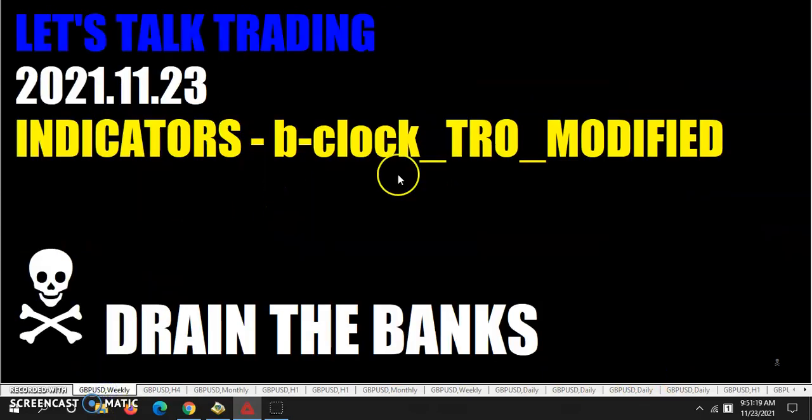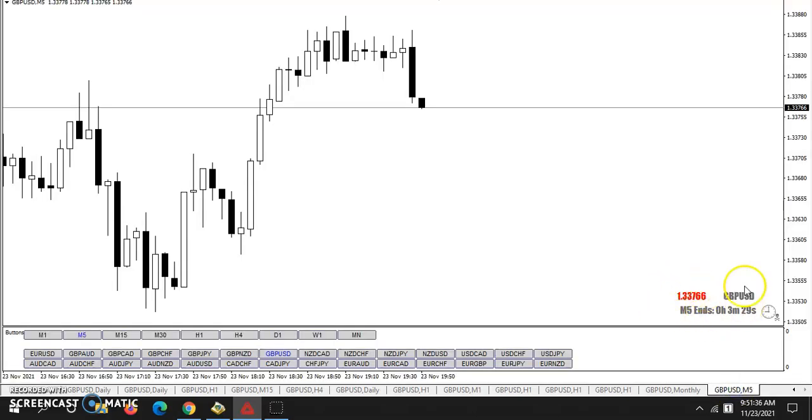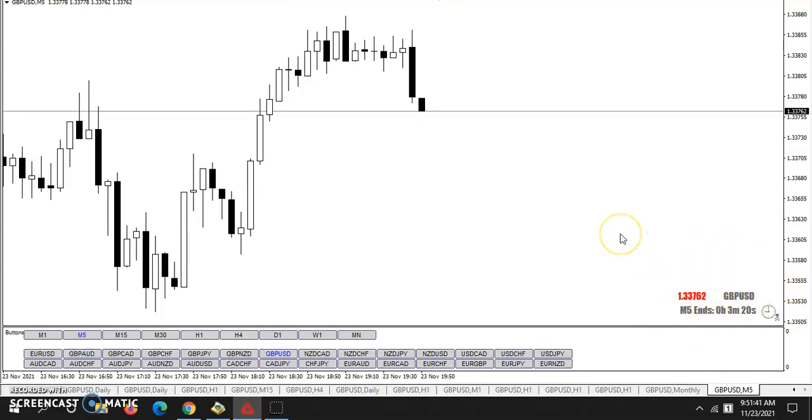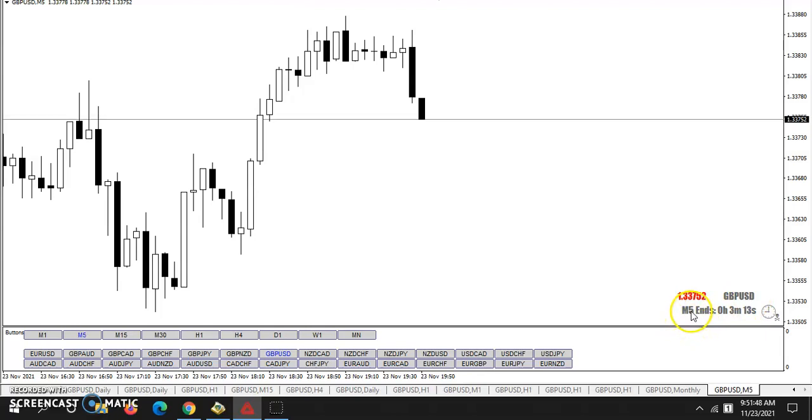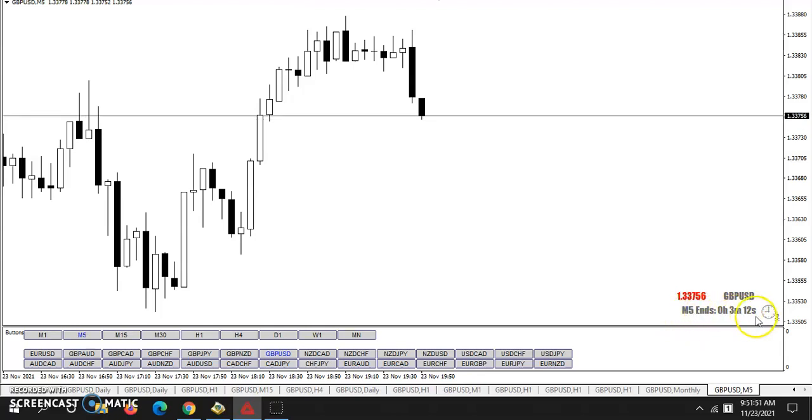So, the B clock indicator is one another trader or programmer coded, and then I got my hands on it and made a few modifications. I can't even remember all the modifications, what was in the original. But anyway, it's this little indicator that sits here that I like to have in the lower right hand corner. Tells me the price, current price, what I'm trading. But the main thing is it says I'm on the M5 and it has 3 minutes and 12 seconds left to go in the bar.